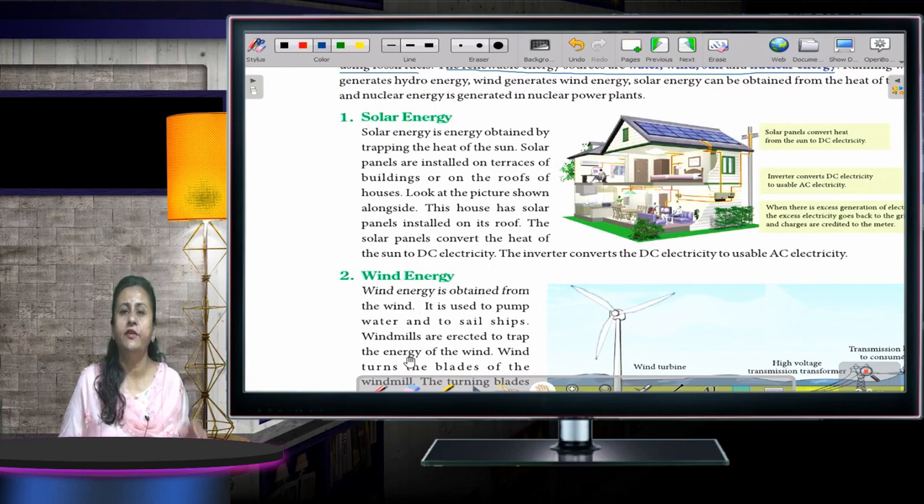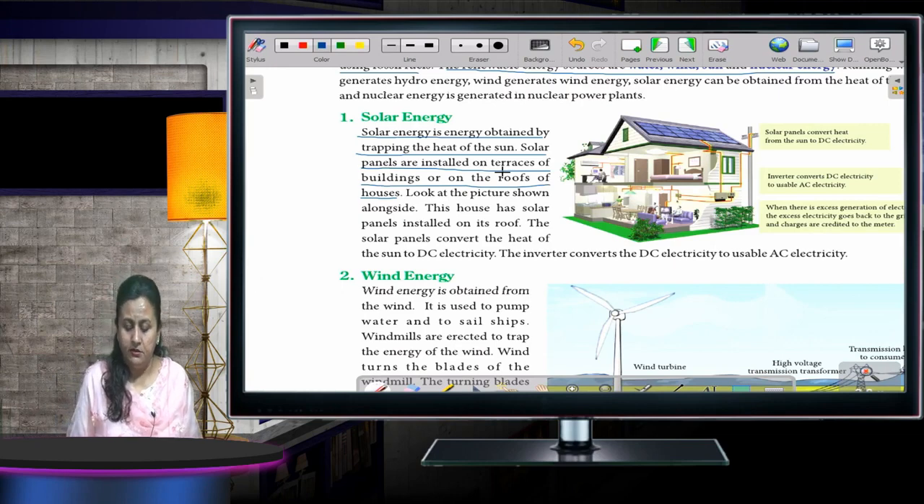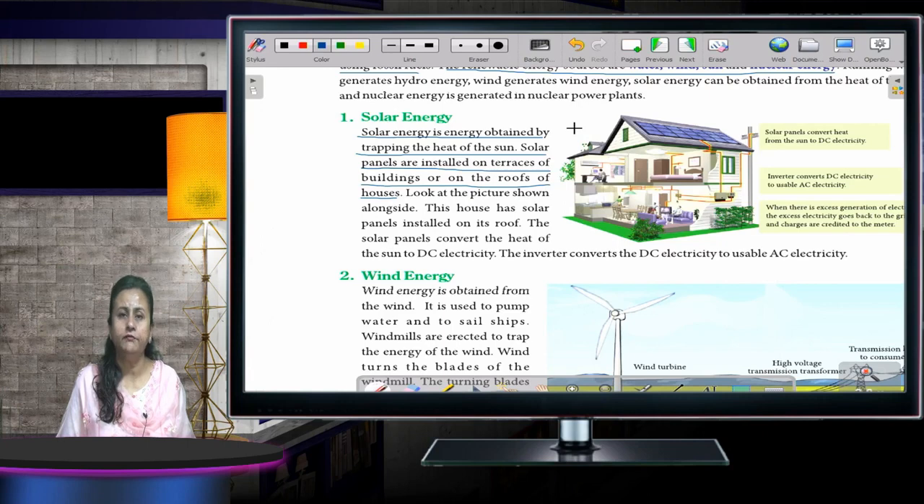Solar energy. Where are we getting the solar energy? From the sun. So solar energy is obtained by trapping the heat of the sun. Solar panels are installed on the terraces of buildings or on the roofs of houses. What is happening these days? You can see there are a lot of panels on the roofs. The energy which is gotten from the sun is trapped, and with that energy what is made? Electricity. So solar energy is obtained by trapping the heat of the sun.